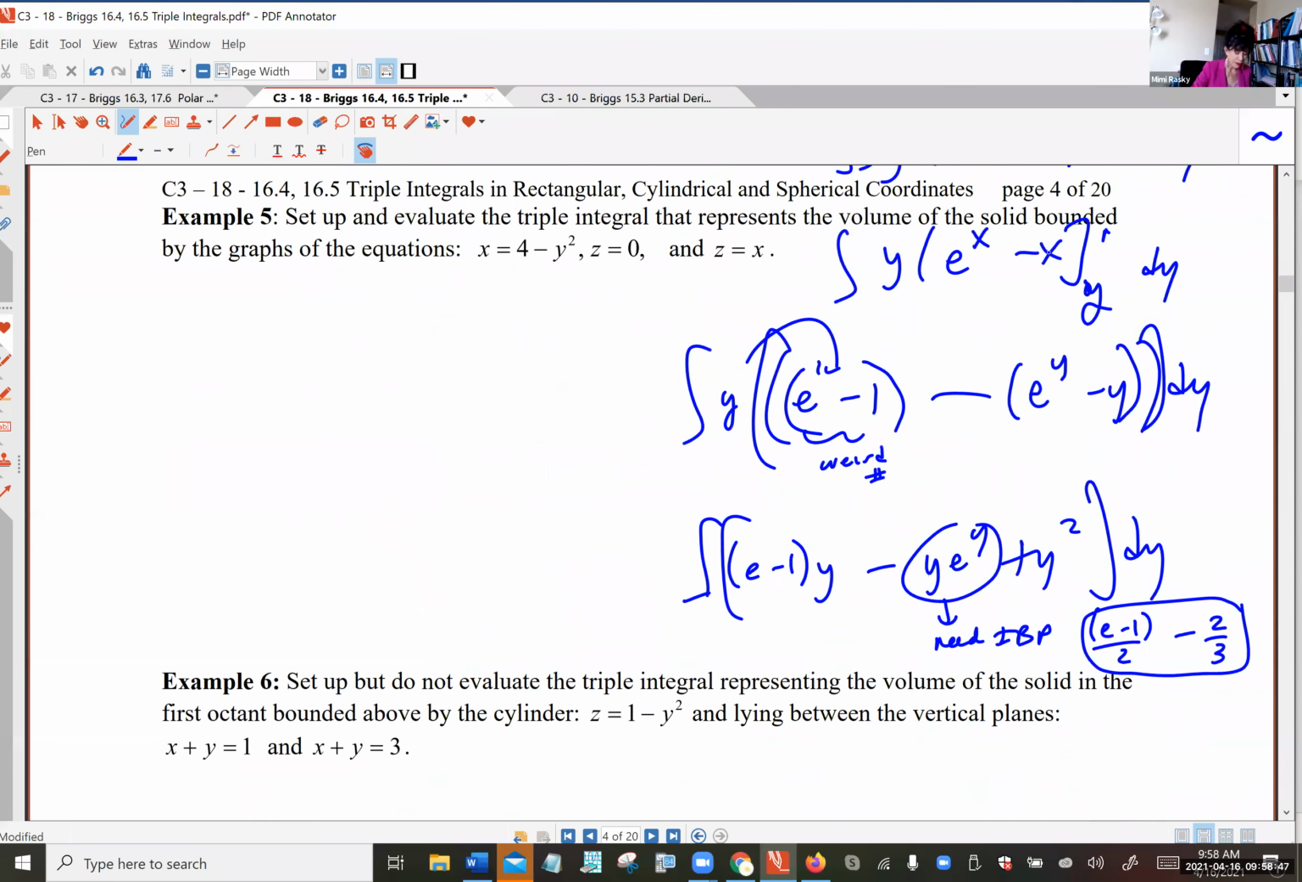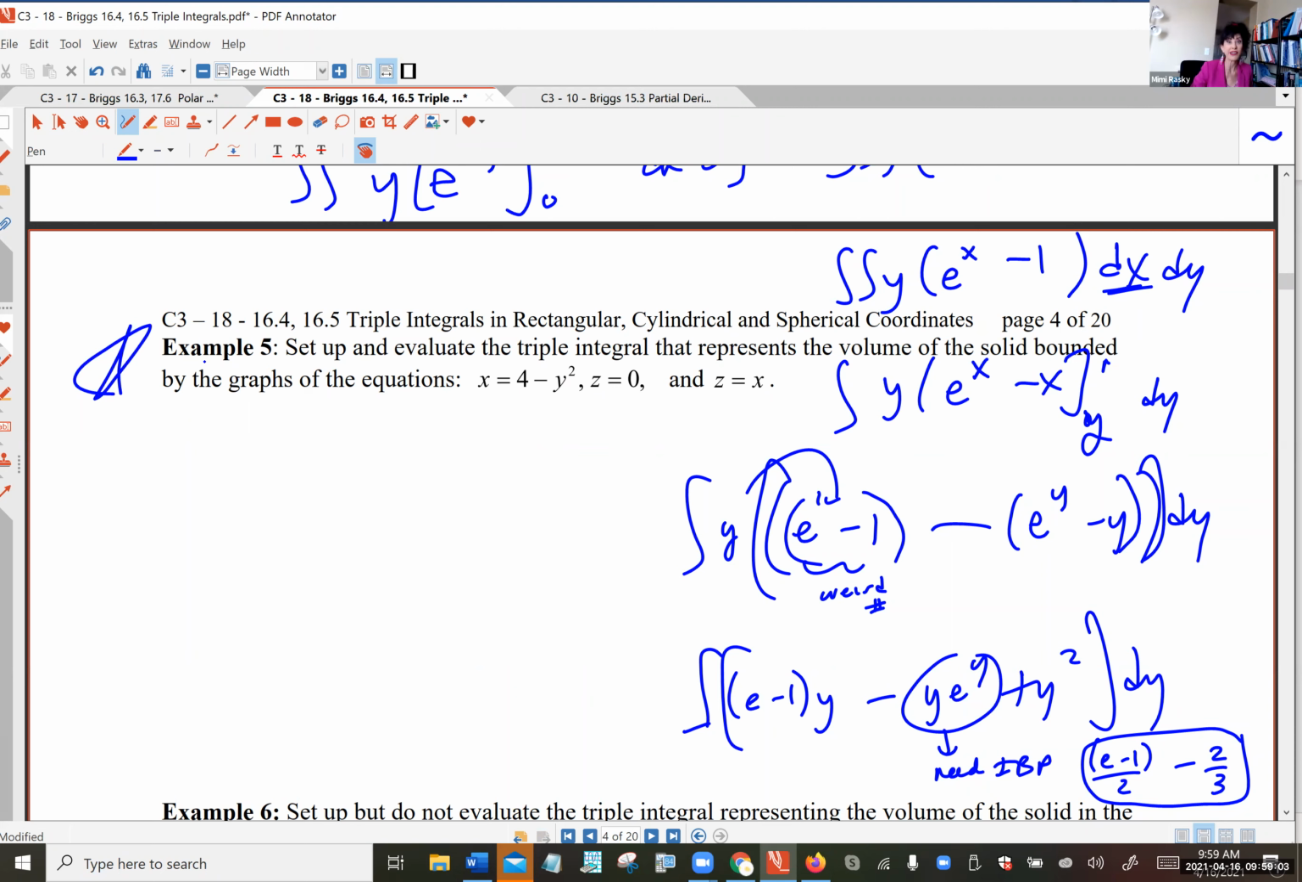So the last problem, since I'm really running short on time here, I'll pick one. I'll just do example 5, and I think that's good enough. And I think after that, you can probably do homework and do okay on your rectangular. Rectangular is not that hard. They want us to set up a triple integral representing volume. And here's all the equations that are bounding the solid.